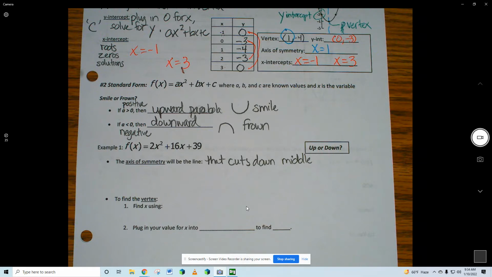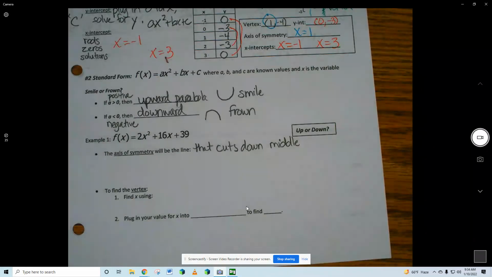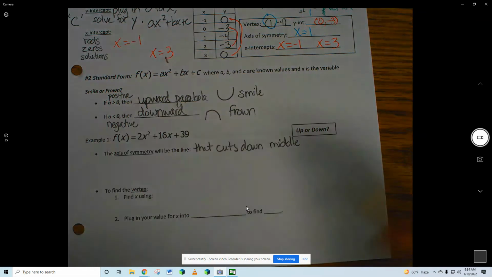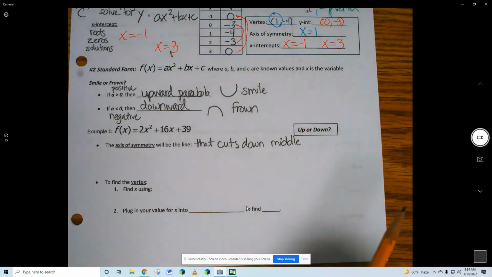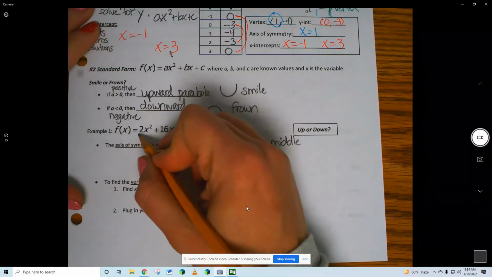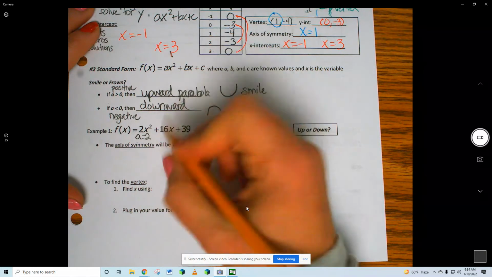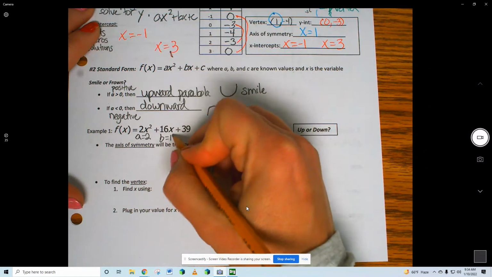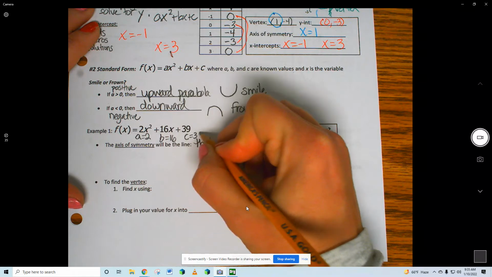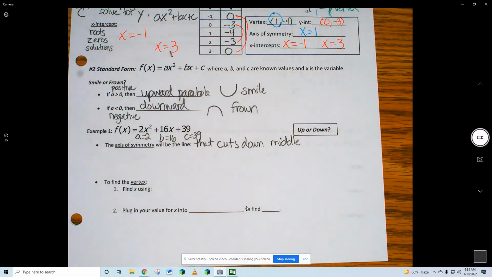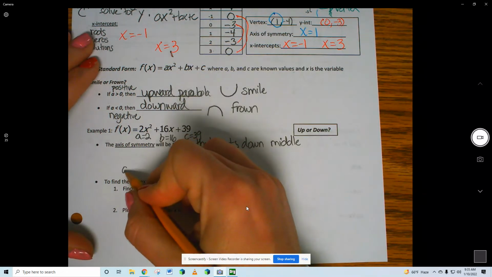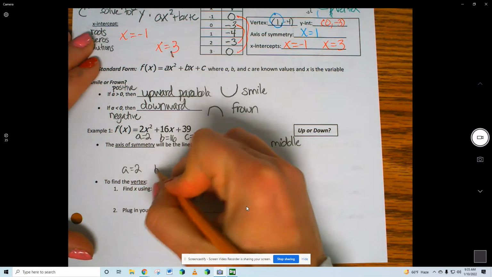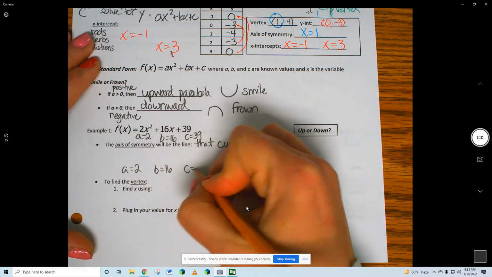So, to find the vertex, this is something new today. In this graph, 2x squared plus 16x plus 39, a equals 2, b equals 16, and c equals 39. A, b, and c. a equals 2, b equals 16, c equals 39.